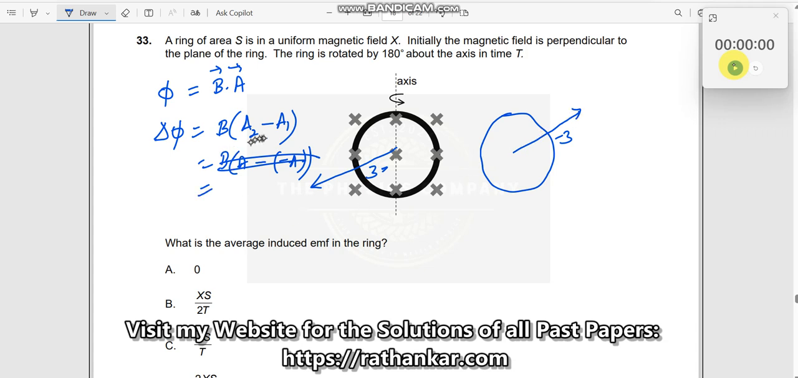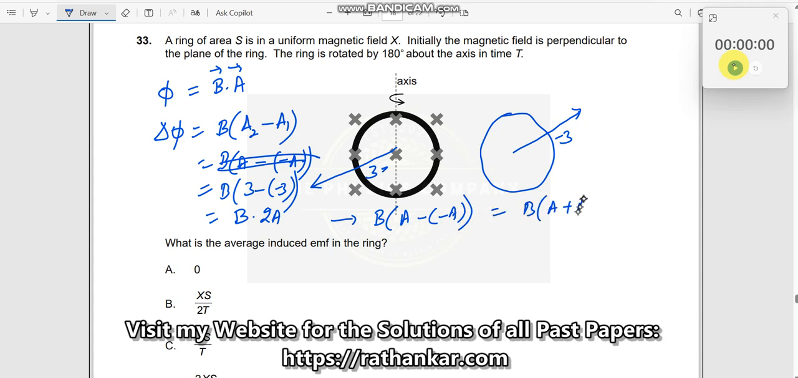If you take the difference between these two, this will be 3 minus of minus 3, so it becomes added up. In terms of the area vector, it becomes B into A minus of minus A, which is equal to B into A plus A, which is equal to 2BA.